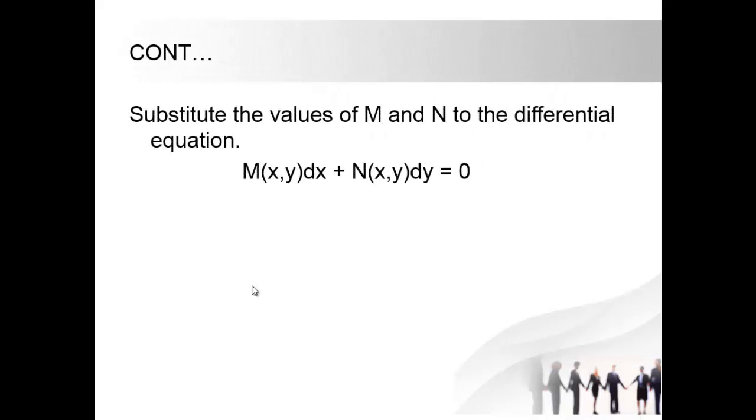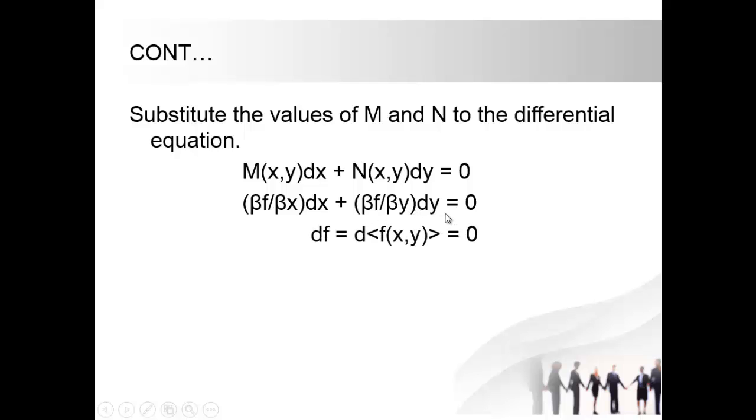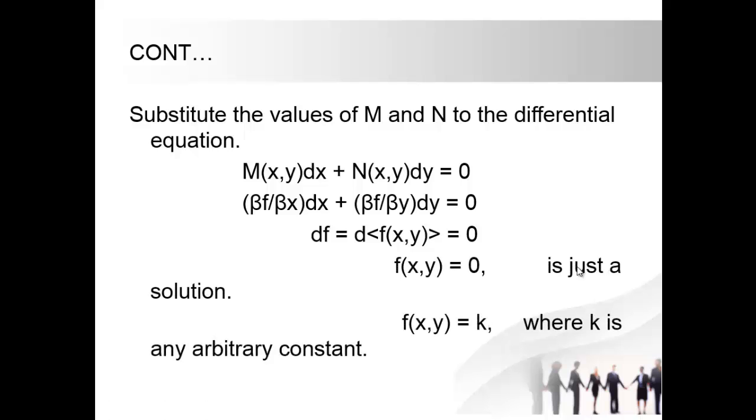Next, substitute the values of M and N to the differential equation M dx plus N dy equals 0. Here, by substituting, we can get ∂f/∂x dx plus ∂f/∂y dy equals 0, and we get df equals 0, that is, df of x and y equals 0. By integrating both sides, we can get f of x and y equals 0. And this is just a solution of the differential equation. Take note, just a solution. So the general solution of the differential equation is f of x and y equals k, where k is any arbitrary constant.